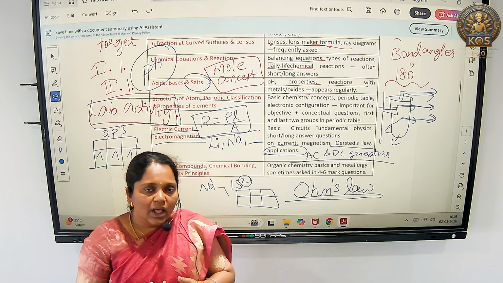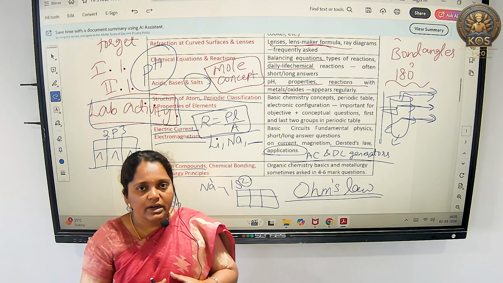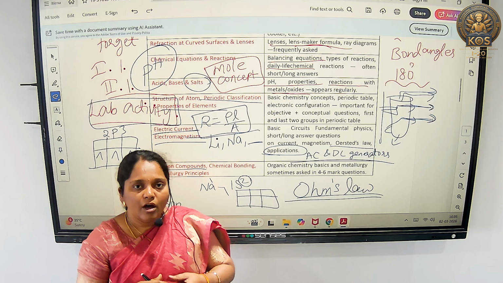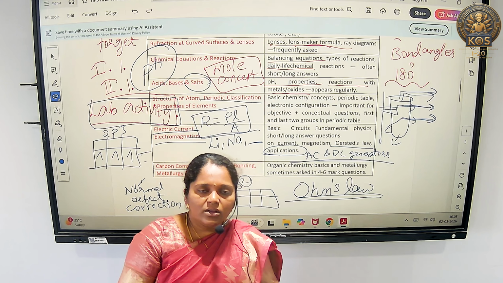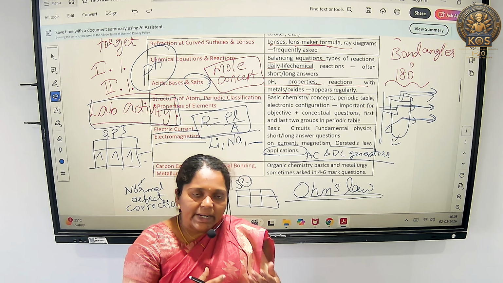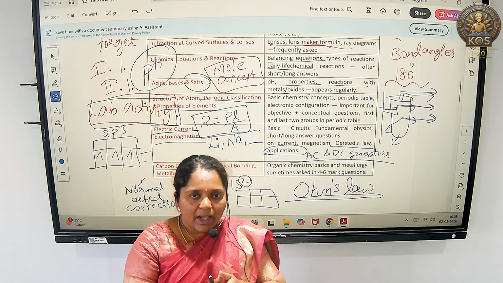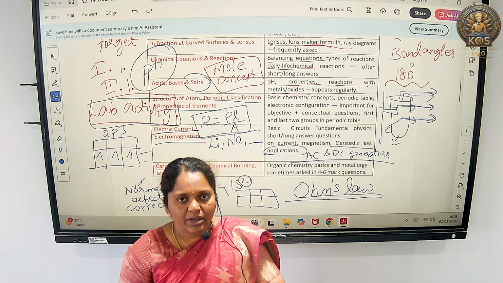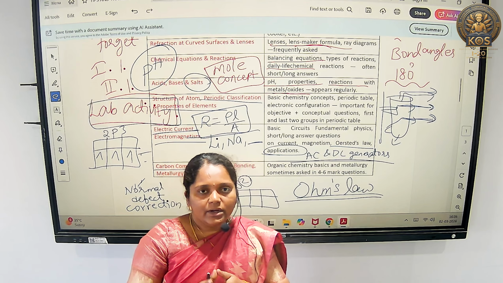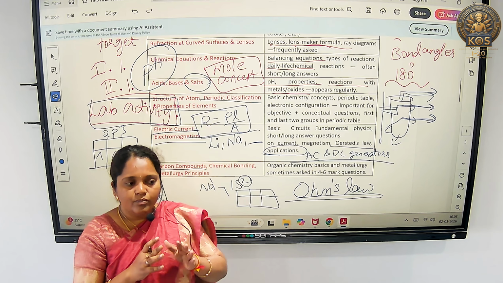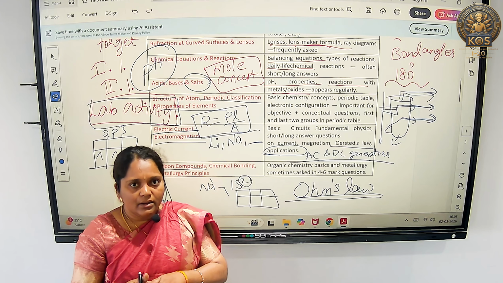Now coming to the last one, we have esterification and cleansing action of soap. Of course, you have to go through all these topics. So read them according to your plans and your way of preparation. Although it is a very lengthy lesson, just go through it, divide the topics and prepare.